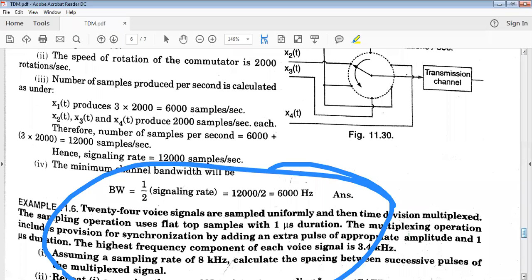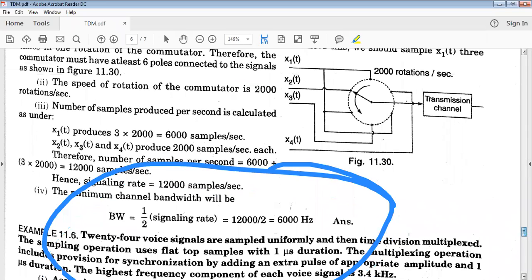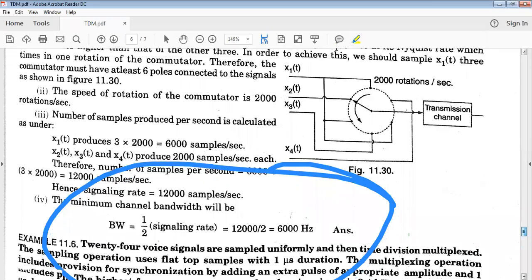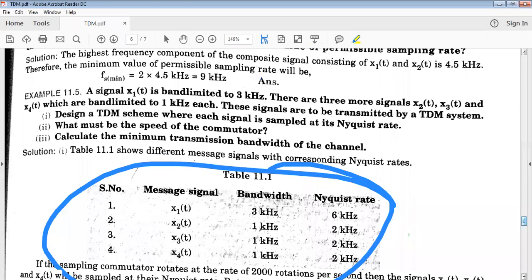Hello sir, I could not hear anything. So that is 1/6 kilohertz, the speed of the commutator. A blue circle mark is showing on your screen. Can you remove this? One minute.